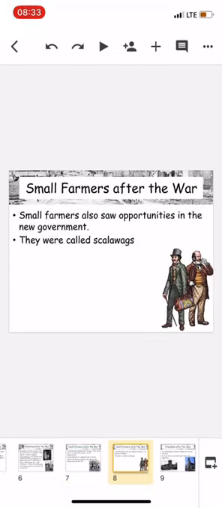So let's talk about these people that saw opportunities in a new government. You've got small farmers that said, hey, you know what, instead of playing this game, I'm going to try and run up the political and social class elite scale as quickly and easily as possible. And they were called Scalawags most often. A scalawag, kind of a negative connotation. You'll learn more about it in your book.